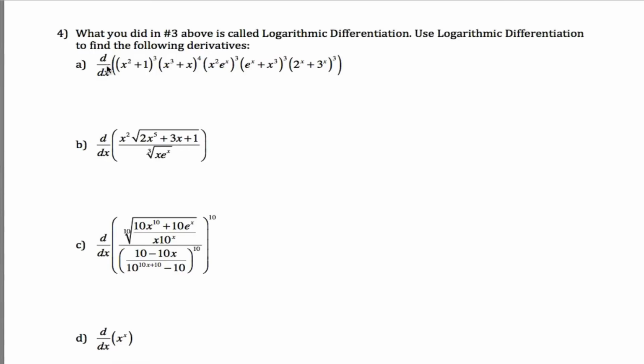So the trick is, instead of thinking about this as the derivative of some function, think about it as y equals this thing. And so if y equals all of this stuff in the parentheses, the natural log of y would be equal to the natural log of all this stuff in parentheses. So (x squared plus 1) to the third power times (x cubed plus x) to the fourth power, times x squared e to the x, times e to the x plus x cubed, and times (2 to the x plus 3 to the x), again, cubed. I went a little overboard here. Okay, so this was kind of stupid, but fine. y equals all this stuff, so the natural log of y equals the natural log of all this stuff.